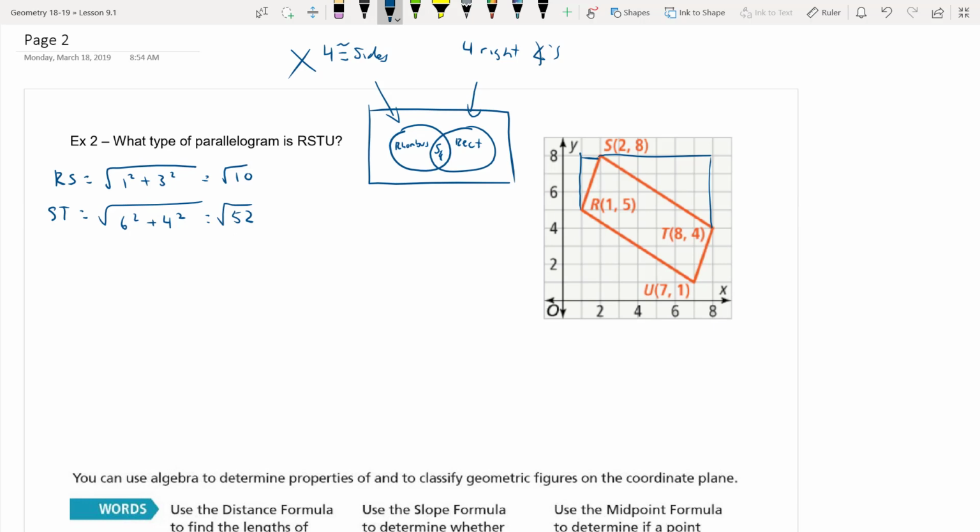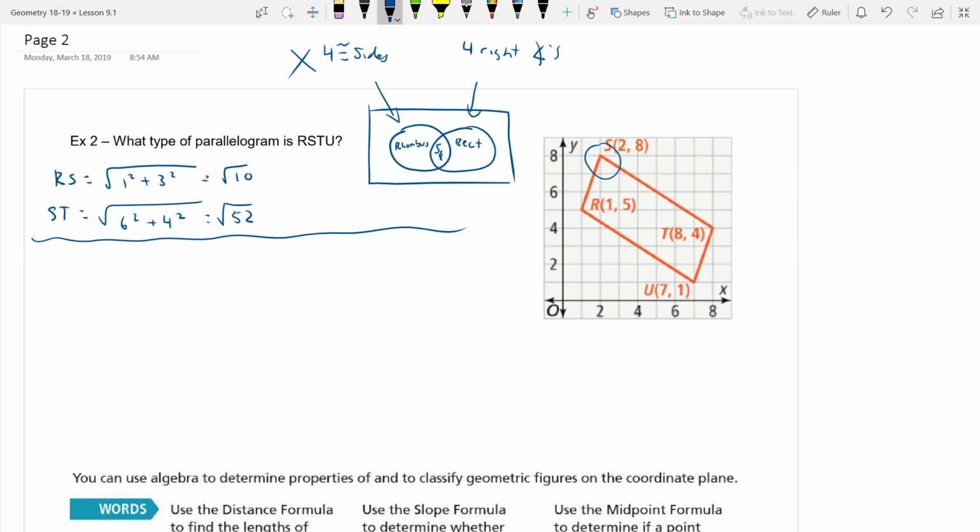So just by doing that little bit of math, we know it cannot be a rhombus. That's out. Now we have to check if we can do 4 right angles. If we find at any point we don't have perpendicular angles, we can stop. So I'm going to use those same 2 sides. I'm going to use the side of RS and the side of ST and find the slopes of each of those to try to see if this is a 90-degree angle. If it is, we have to move on. If it isn't, we can stop right there.